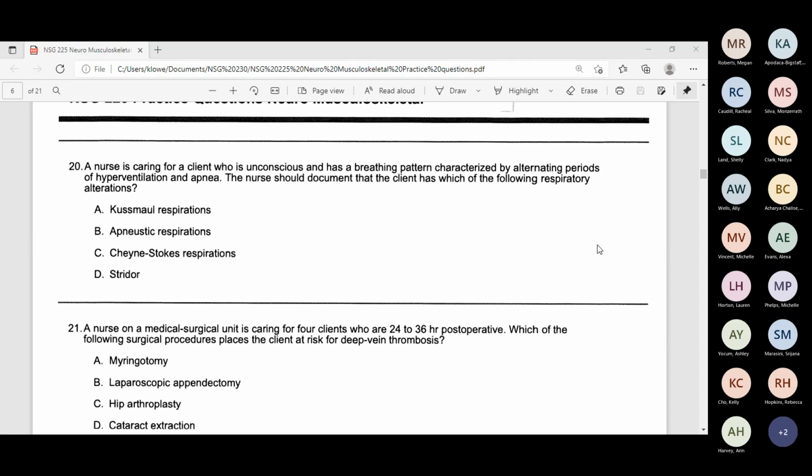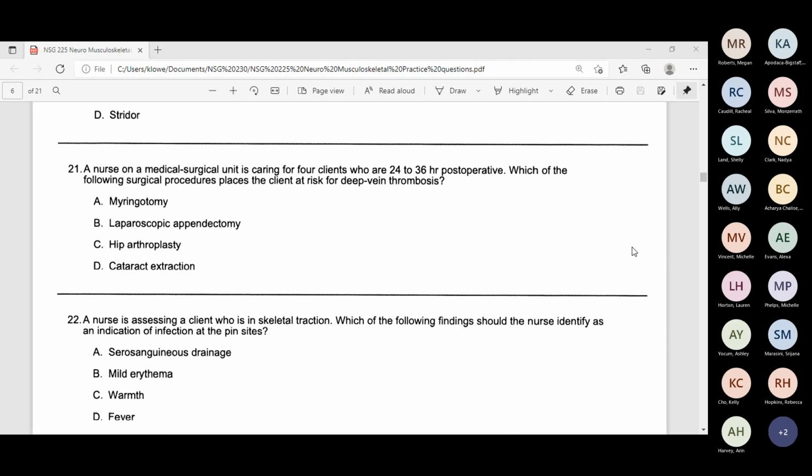Kussmaul would be described as an expiratory period longer than inspiratory. Stridor would be a high-pitched squeaking sound coming from the trachea. And apneustic respirations would be long, extended periods of apnea.